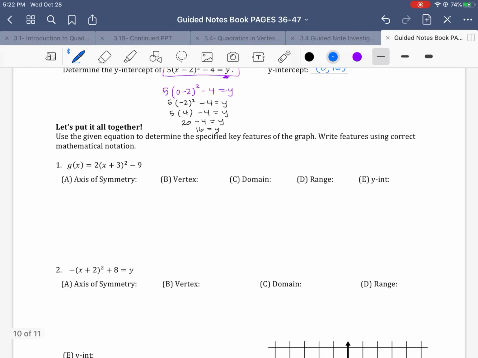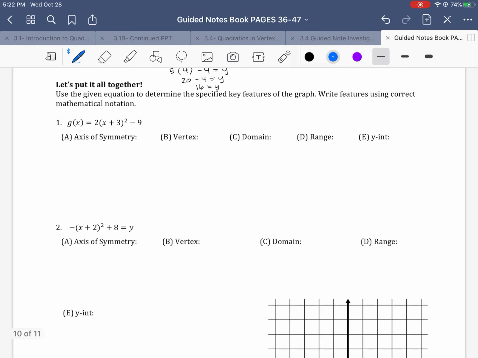All right, let's put it all together. We are going to look at this one. It says use the given equation to determine the specified key features of the graph. Write features using correct mathematical notation. So again, the vertex is probably the quickest one that we can find in vertex form. So we look right here for our h and our k, and remember we do the opposite of h. So if that's a positive 3, we're going to pull out negative 3, negative 9. That would be where the vertex lies on the graph.